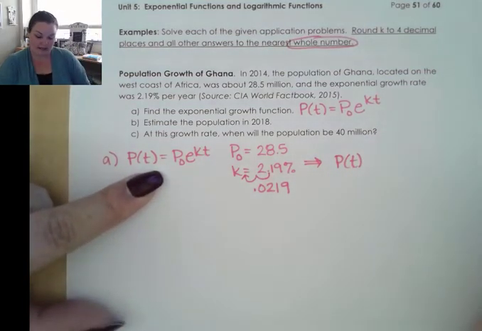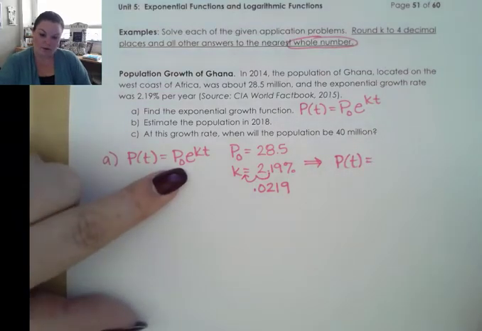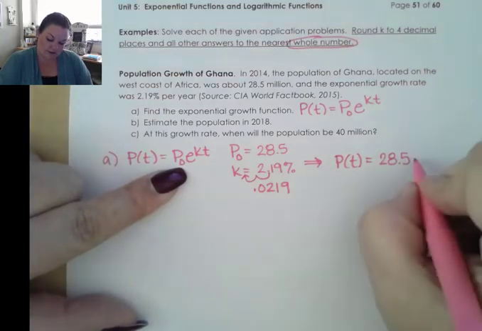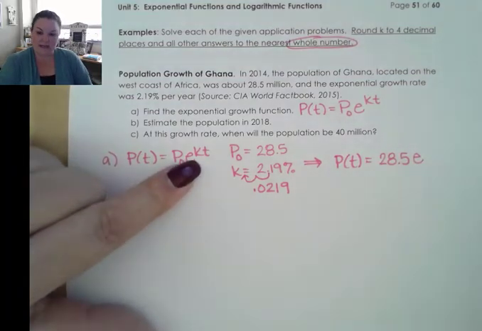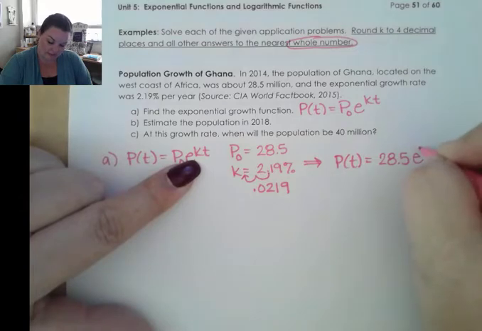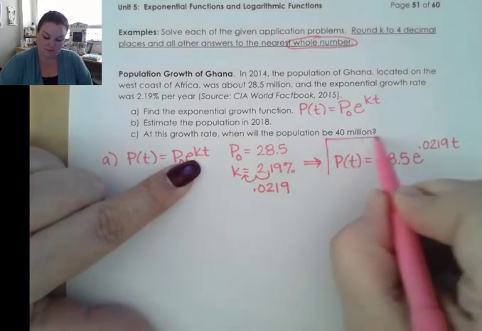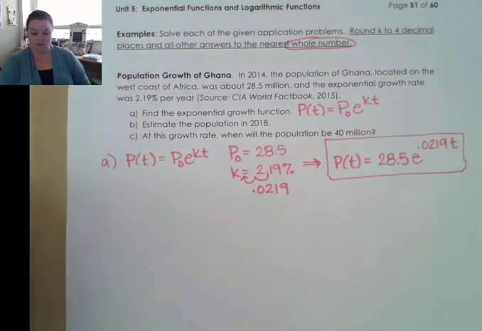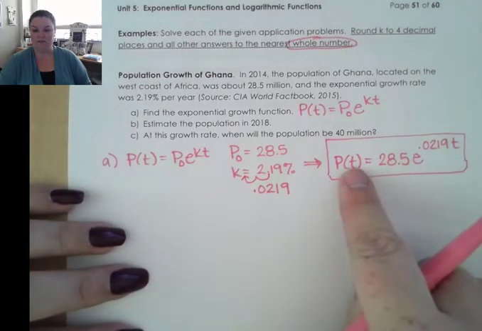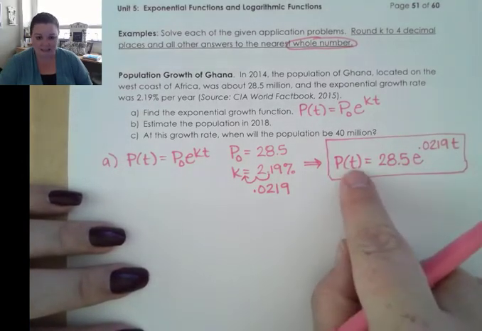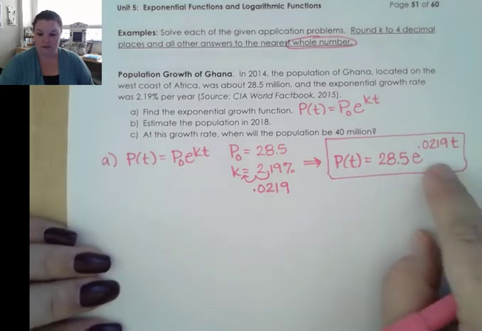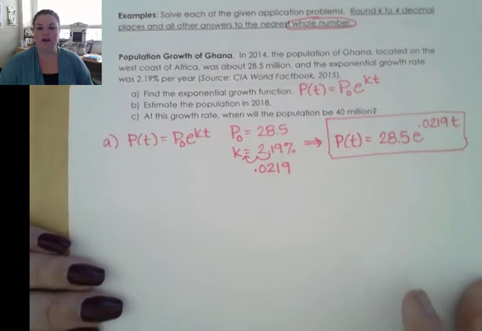Okay, so taking all of that, we should now be able to write this as our function. The population at time t is equal to our initial population, which we know is 28.5, times e raised to the k, which is our rate, so 0.0219, times our time, which is t. Okay, so when we're just writing the growth rate function, we shouldn't have values in for t, because this is telling us the population at time t can be determined using this formula.